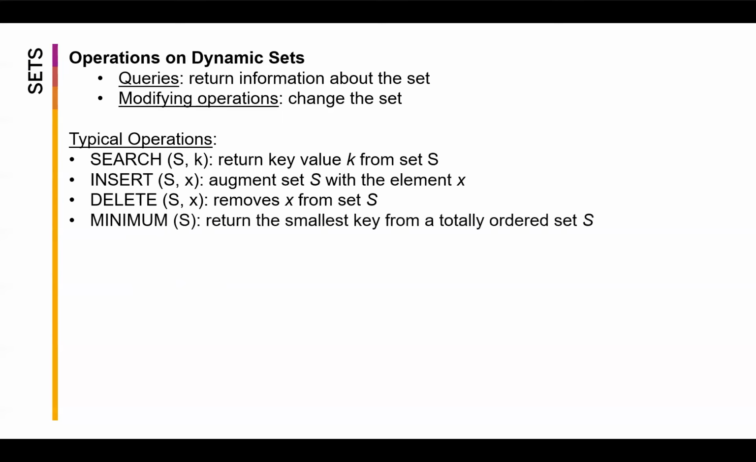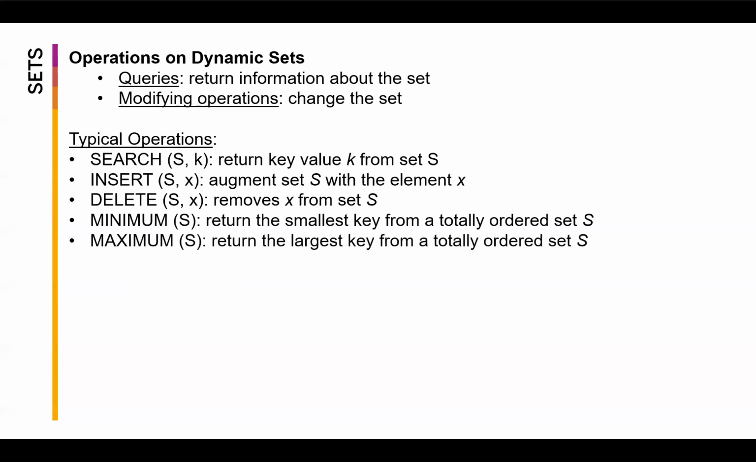If you have a totally ordered set, you have a sorted array, and return the smallest key, or the A of zero, you get the minimum of the entire set. Or the other way around, if you have a sorted set and get the largest key or largest index, A of N, then you get the maximum of that set. Coming from this assumption that we have a totally ordered set. Of course, if it's not a totally ordered set, it would be difficult to get the minimum and maximum, no? Or at least it's not as straightforward as this one.